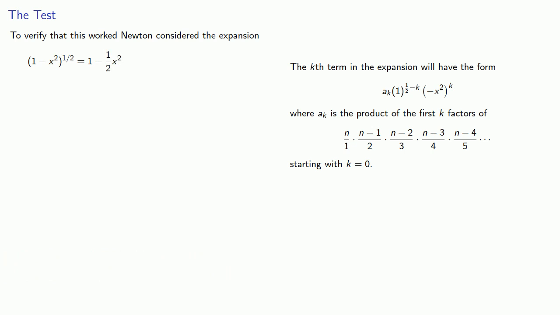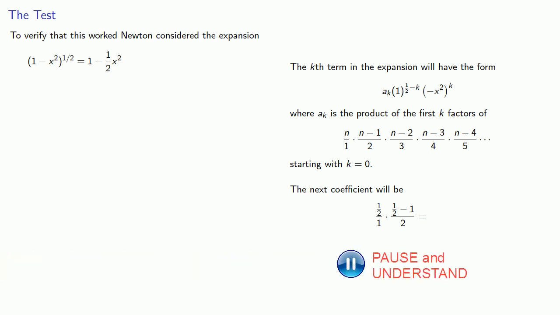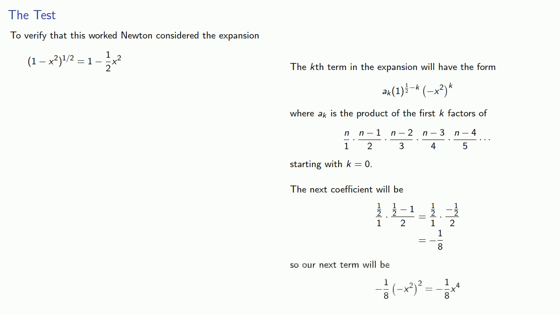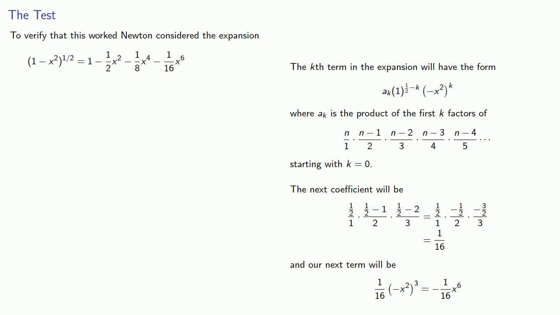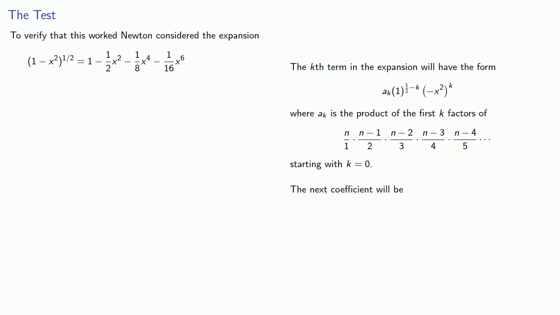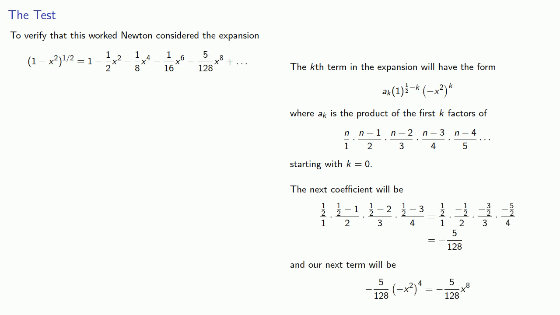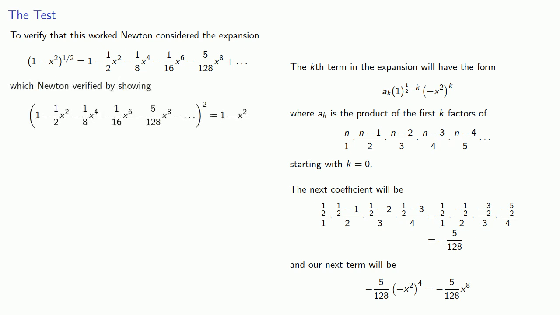So for the next term, the next coefficient will be the product of the first two factors here. Again, n equals 1 half, so that's 1 half over 1 times 1 half minus 1 over 2, which is negative 1 eighth, and so our next term will be minus 1 eighth times minus x squared squared, or minus 1 eighth x to the fourth. The third coefficient will be the product of the first three factors, and so our next term will be as follows. The next coefficient will be the product of the first four factors, which gives us the next term, and so on.